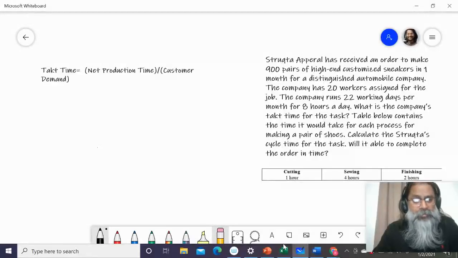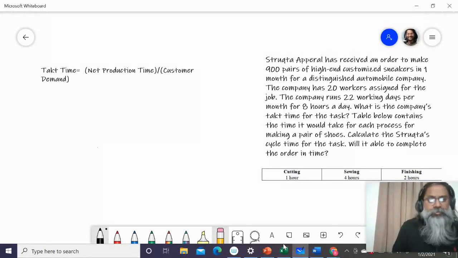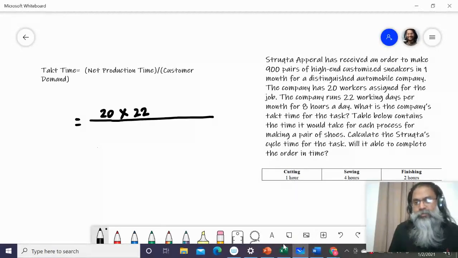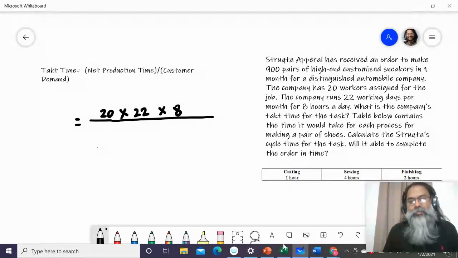Now let's start calculating takt time for this problem. And the takt time formula is provided here. As you can see, it's net production time divided by customer demand. So let's figure out the net production time for the company here. You can see the company has 20 workers assigned for the task, and they have 22 working days that month to complete the order, and each worker works for 8 hours a day. So that will give the total number of hours available to them to complete the task.